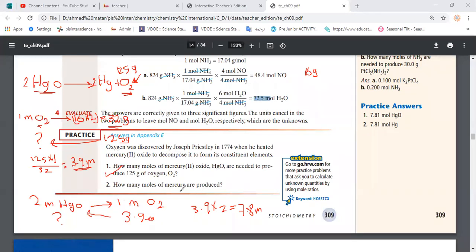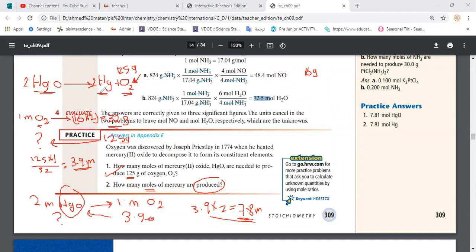In the same equation, how many moles of mercury are produced in that case? So we're asking here, how many moles of mercury will be produced by using this 125 grams of oxygen? The amount of mercury is 7.8 moles. So let's find the ratio here.